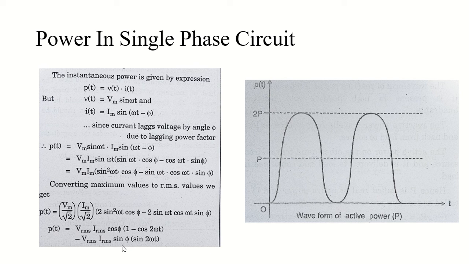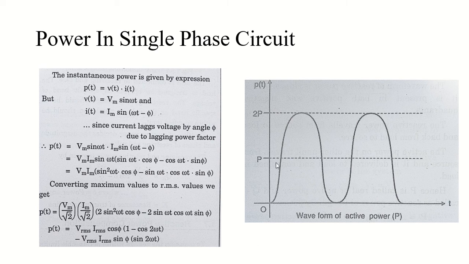Okay, and this cosine part is called active power, and the other one, the sine part, is called the reactive power. And the addition of both of these powers is called apparent power or real power.